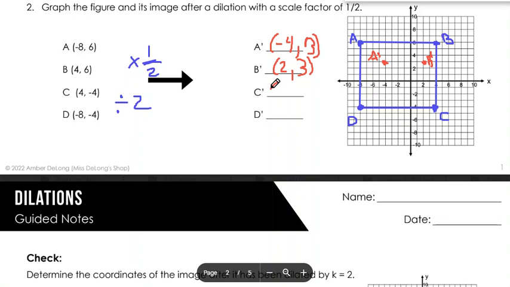All right, C is 4, -4. So half of that would be 2, -2. Right, so that would be C. I go to 2 and then go down to -2. Put a point, and that's going to be C prime.